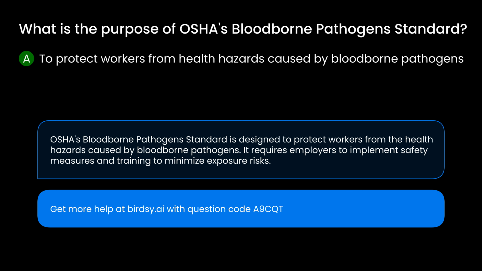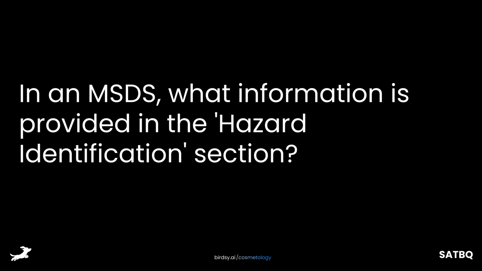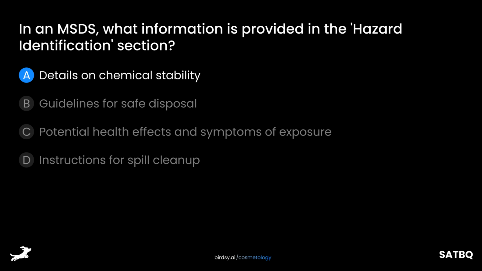OSHA's Bloodborne Pathogen Standard is designed to protect workers from the health hazards caused by bloodborne pathogens. It requires employers to implement safety measures and training to minimize exposure risks. In an MSDS, what information is provided in the Hazard Identification section? Is it A, details on chemical stability? B, guidelines for safe disposal? C, potential health effects and symptoms of exposure? Or D, instructions for spill cleanup? The answer is C, potential health effects and symptoms of exposure.